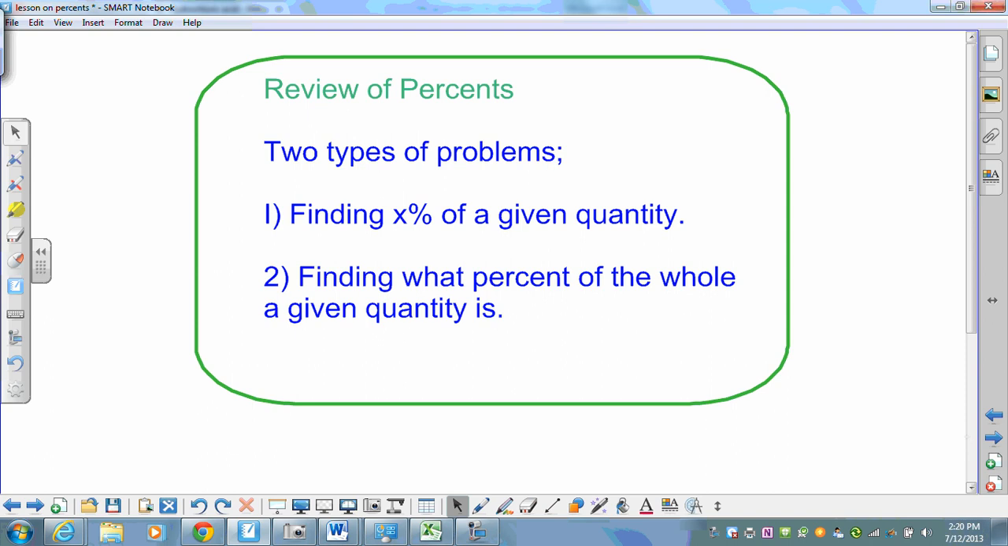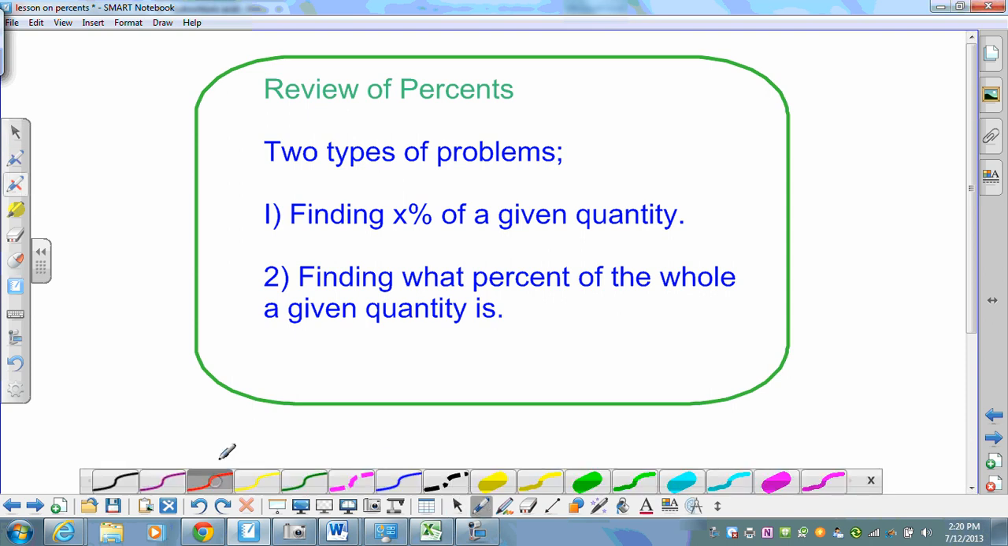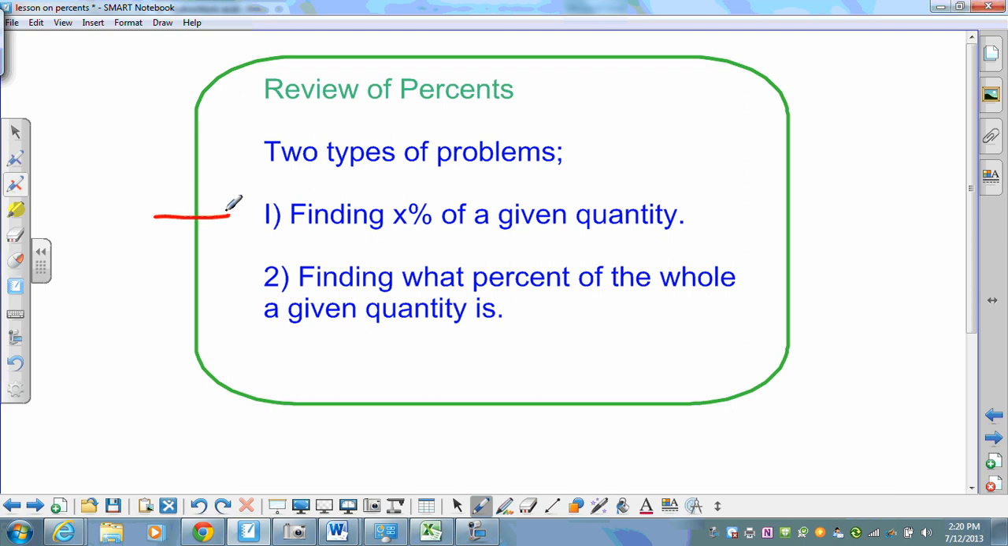Now, we can categorize percent problems really in two groups. First, the question may ask you to find X% of a given quantity. And second, you may be asked to determine what percentage of the whole a given quantity is. So in one of them, you're finding a given percent of a given quantity. In the other one, you're actually determining the percentage amount itself.